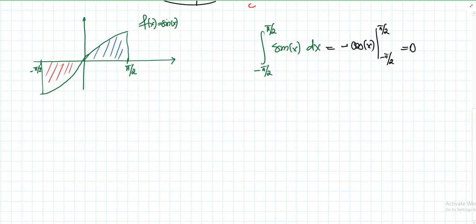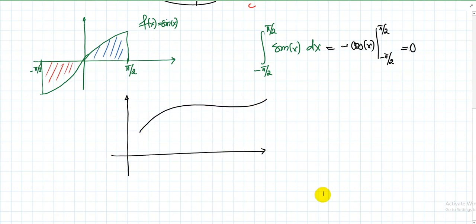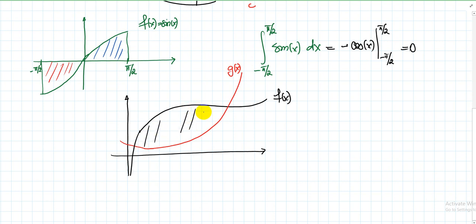Now let's talk about this thing. What if I would like to do this one? If I have two curves, this curve, for example, f of x, and another one like this, g of x. Let me draw this differently. What is the area enclosed by these two curves? Do you understand this word, enclosed? Closed between these two curves. What is the area enclosed by these two curves?